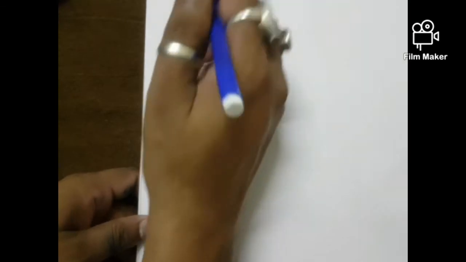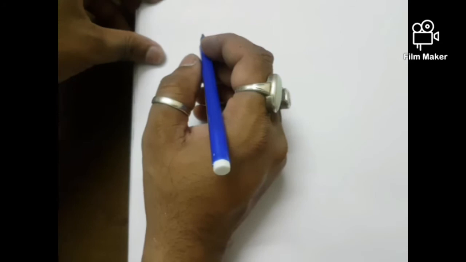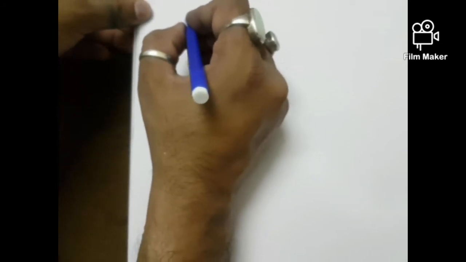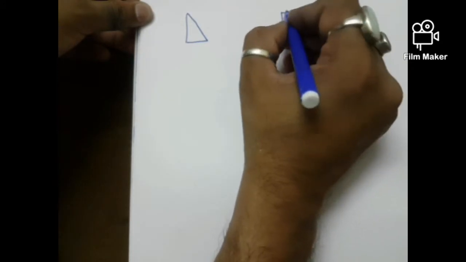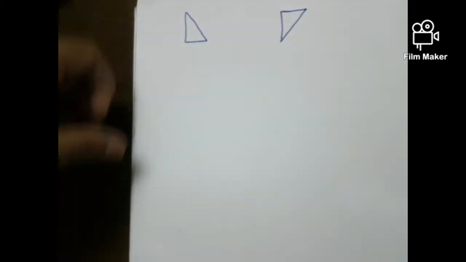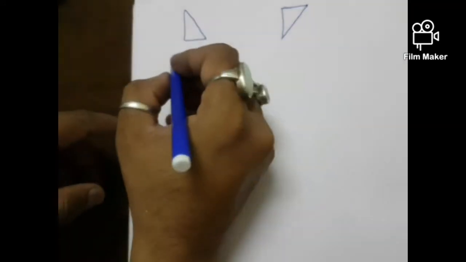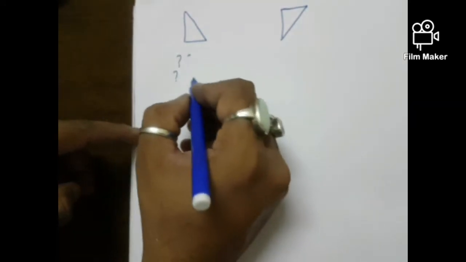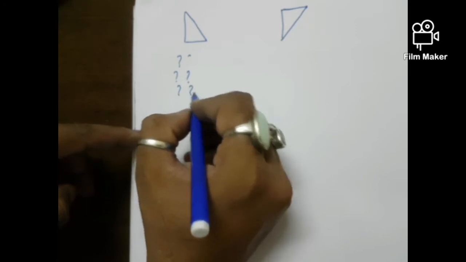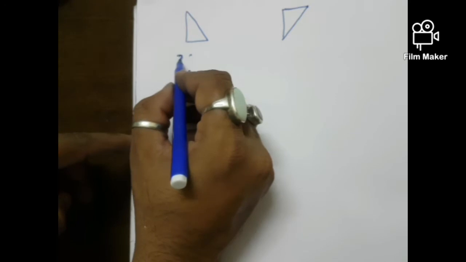Now students, in this video I'm going to discuss the printing patterns of this form. So here I have two patterns. One is this one and the other is this one. Now, for example, I have to print this pattern.